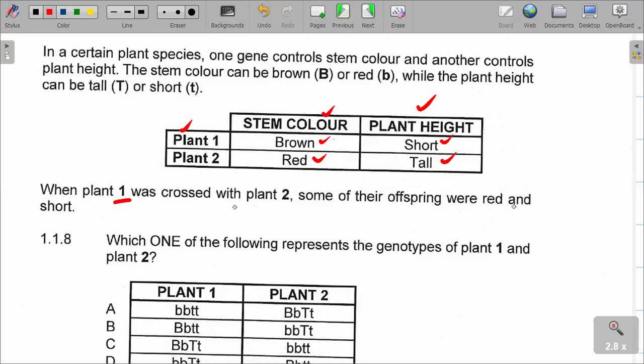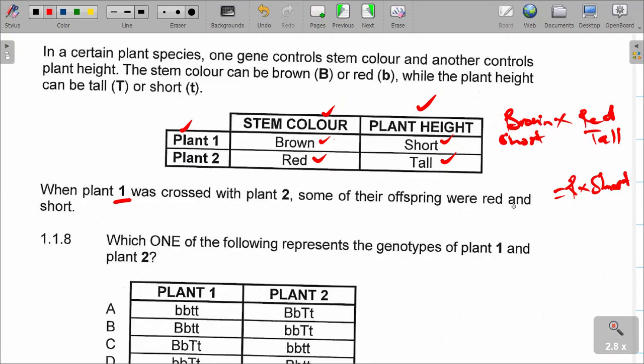When plant 1, which is brown and short, was crossed with plant 2, which is red and tall, some of the offsprings were red and short. It resulted in red and short offsprings.